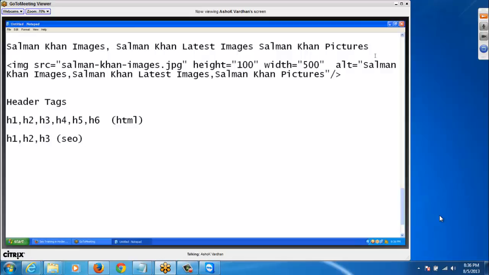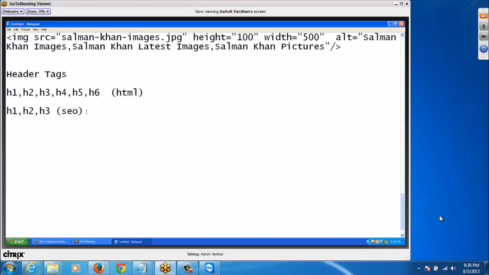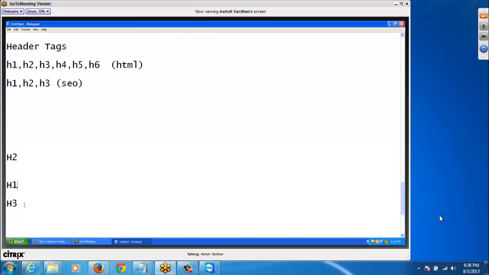H2, H3 are not mandatory, but H1 is mandatory. Suppose you are not inserting any H1 tag in your content, then that keyword may not be ranked. Less chances are there. Okay. In the content only we have to write all these tags. But here the order should be like this: first H1 tag, next H2 tag, next H3 tag. Don't jumble. Don't create it like this.